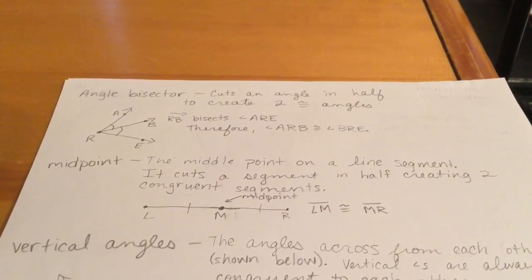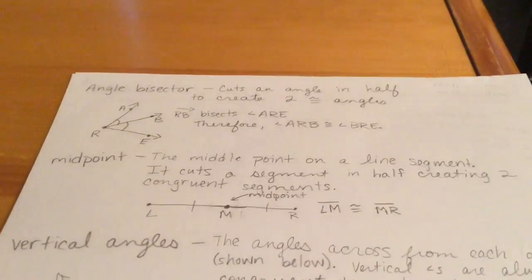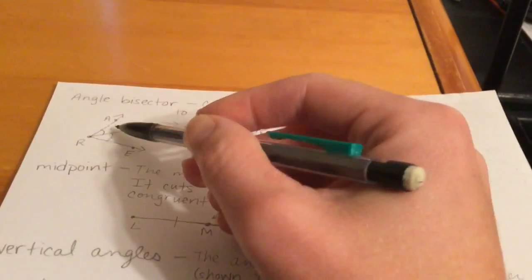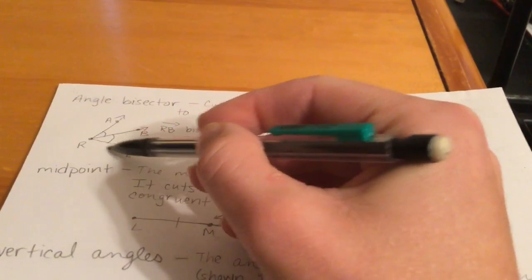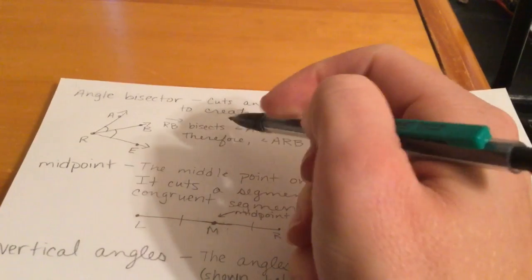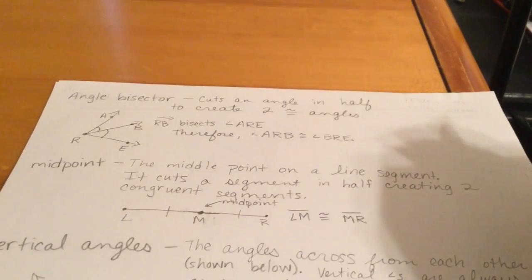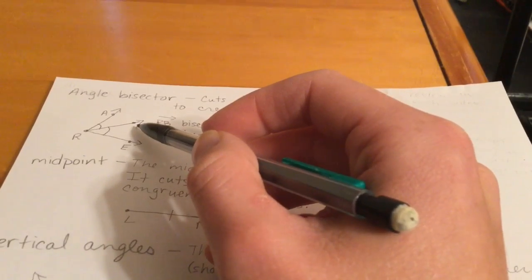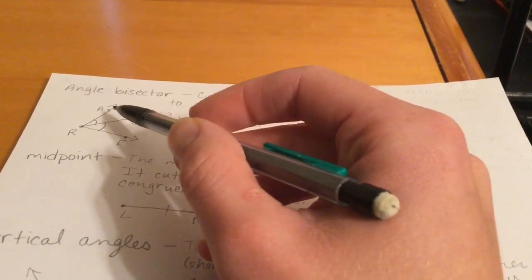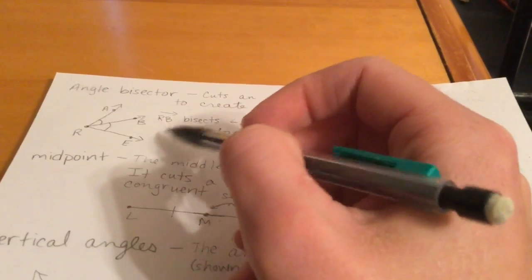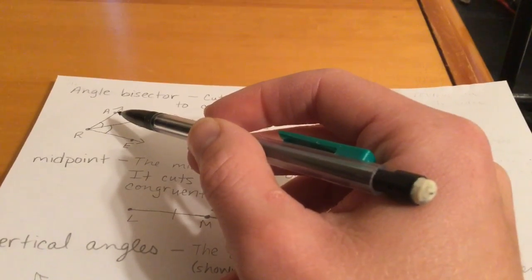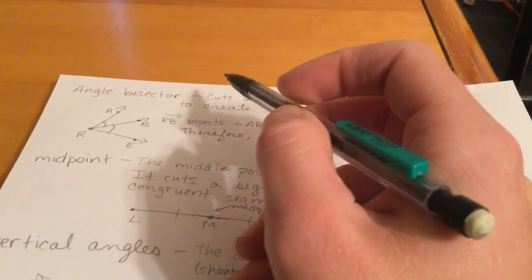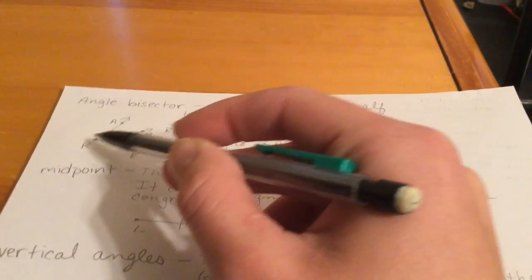So here we have angle ARE, and I'm trying to hold this camera, so excuse me if it's a little shaky. It says ray RB bisects angle ARE. So ray RB bisects that whole angle. It cuts the whole angle into two congruent angles, two equal parts. So now we have angle ARB is congruent to angle BRE.